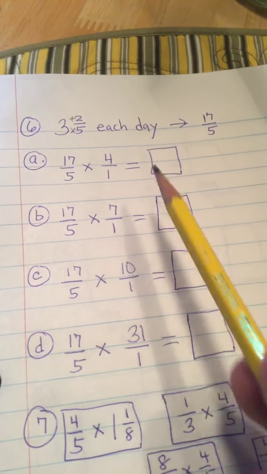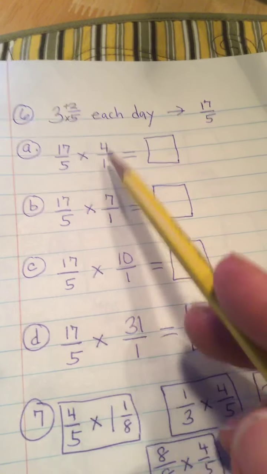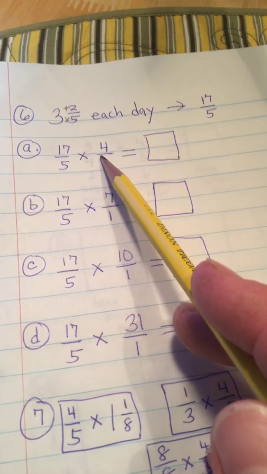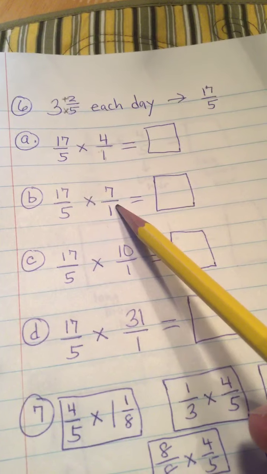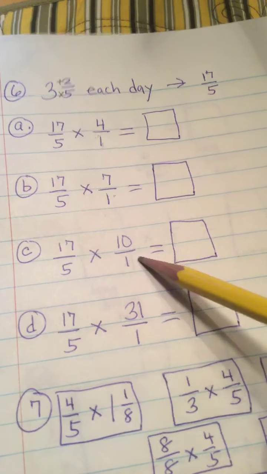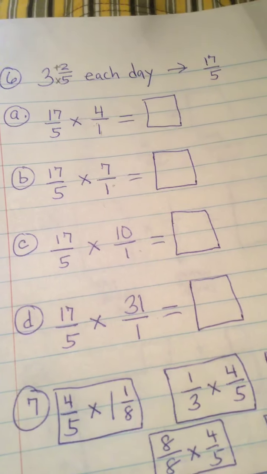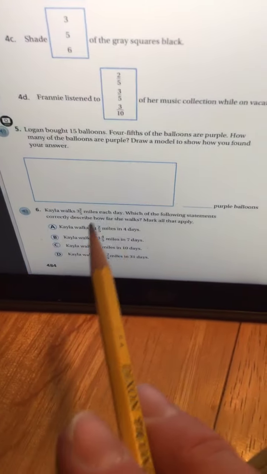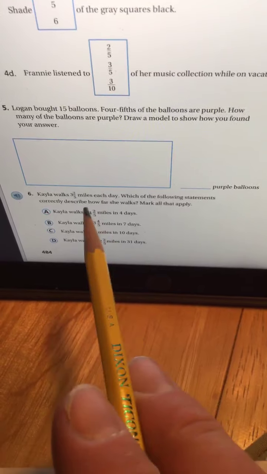Then what I have to do is I have to look at each one of my choices. So the first one for A, it says 4 days. Then it says 7 days for B. It says 10 days for C, and it says 31 days here. And then it gives us different totals. So if you look, the totals are in the middle of the statements, each one.